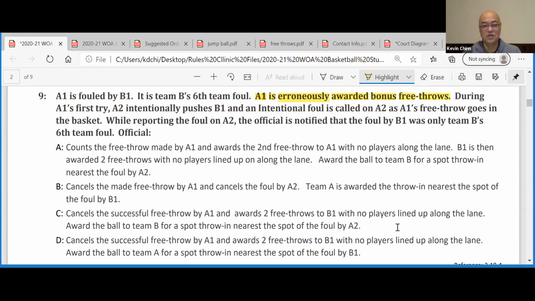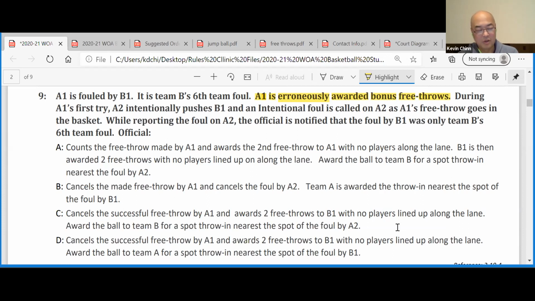So if they're erroneously awarded bonus free throws, whoever mentioned that it's a correctable error, that is correct. This section is very confusing. It's on page 19. There's a little diagram that shows you correctable errors, and just before that, it goes into an explanation about it.